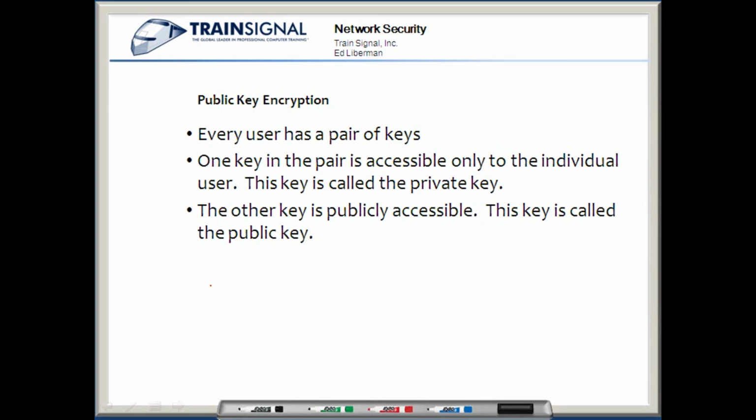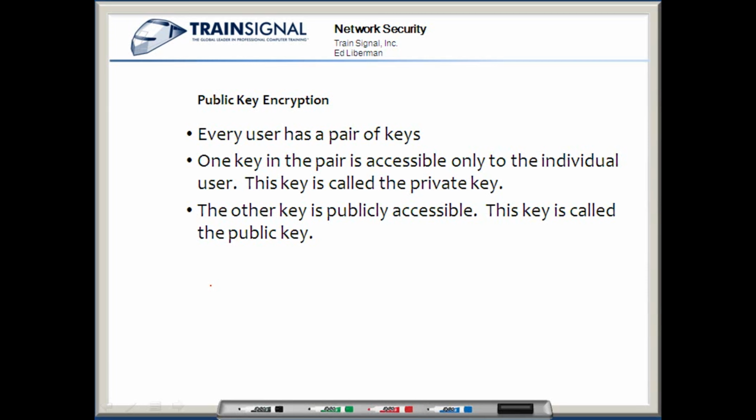Now, one key in the pair is accessible only to the individual user. If you picture yourself as a user who's going to participate in public key encryption, you have a pair of keys that have been assigned to you. One of them, you are the only one who has access to that key. It's in your pocket. This is called your private key. Kind of makes sense. It's private, available only to you.